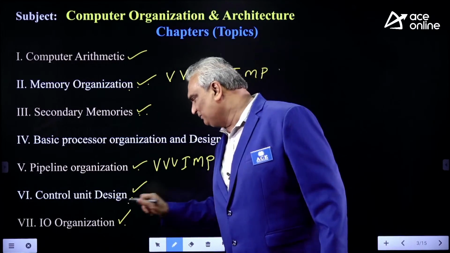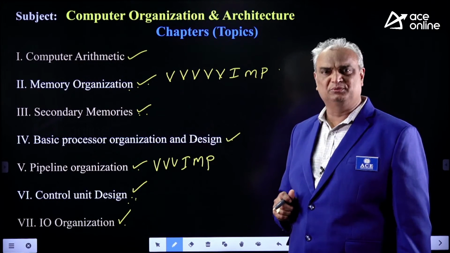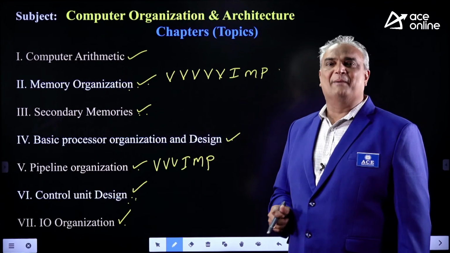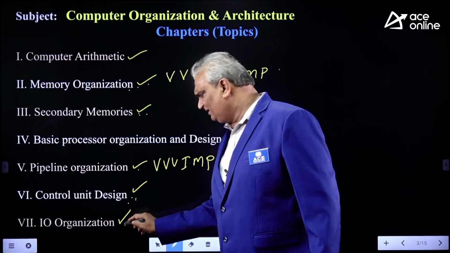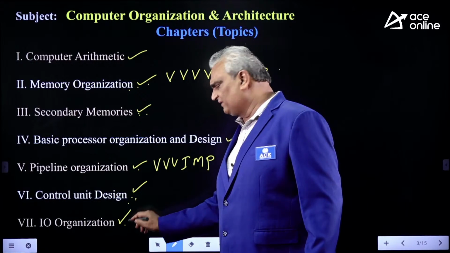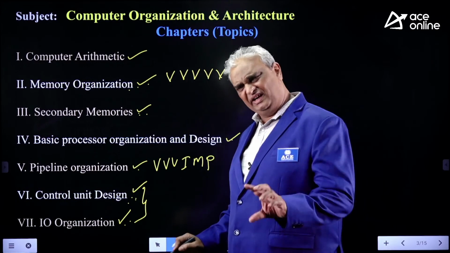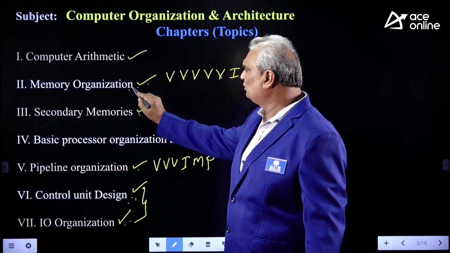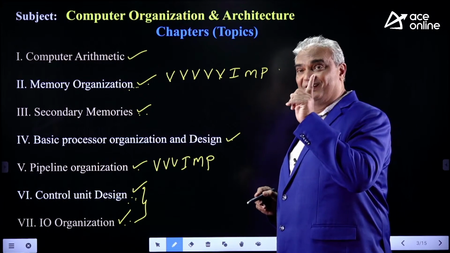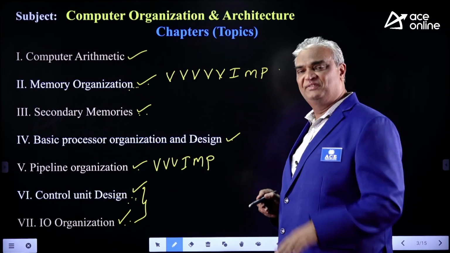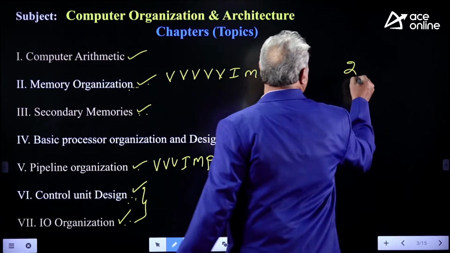Next, I/O organization. It is also very closely related to the operating system subject. And frequently we expect a question from this. Frequently we expect a question from these two topics. Definitely we expect minimum 2 questions from this. If the situation demands, 3 questions, 4 questions were also given in earlier papers, especially in the 2011 GATE paper.